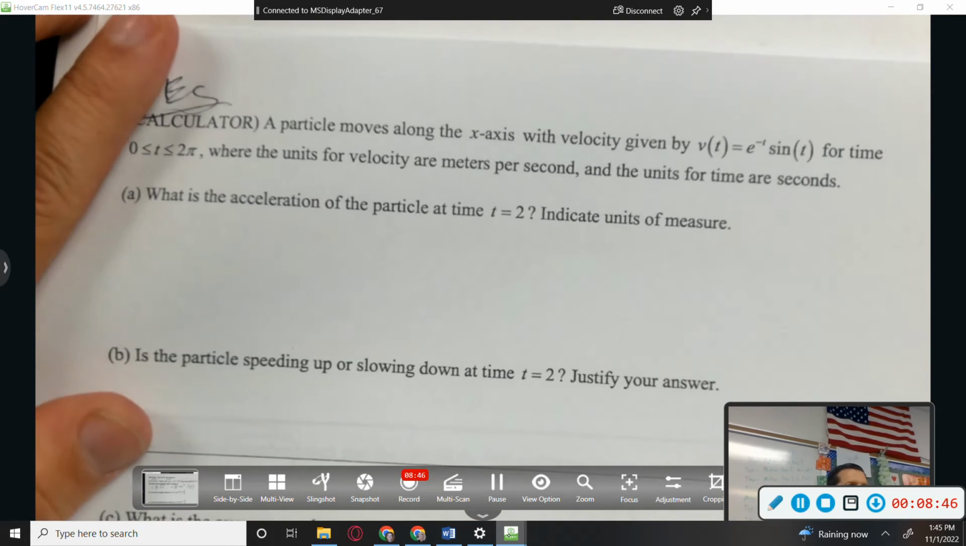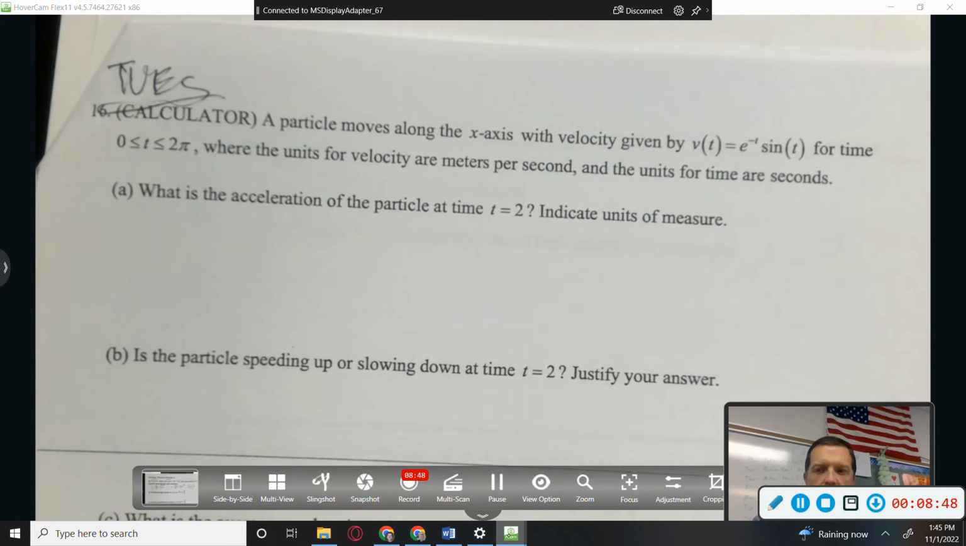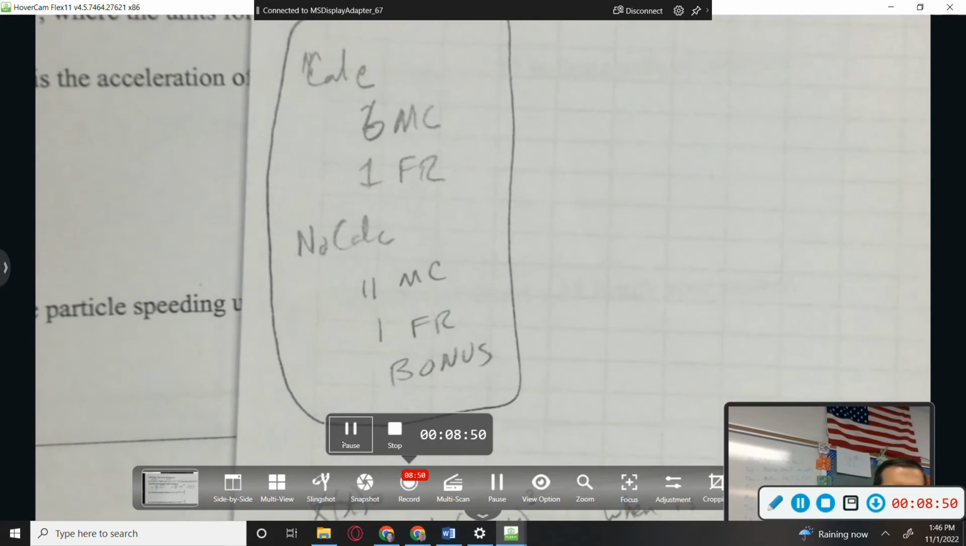How many questions on each one? So there's the calculator part. Again, you'll start with that. 6 multiple choice, 1 free response. And again, the free response is like the ones on the worksheet. So there's 4, 5, 6 parts to it. And then the no calculator part, 11 multiple choice, 1 free response. Again, a multi-part free response and a bonus.